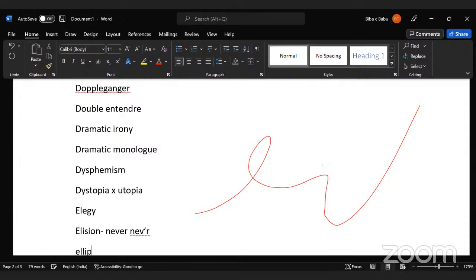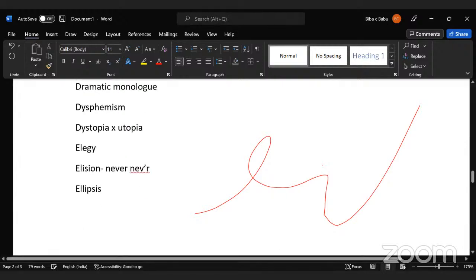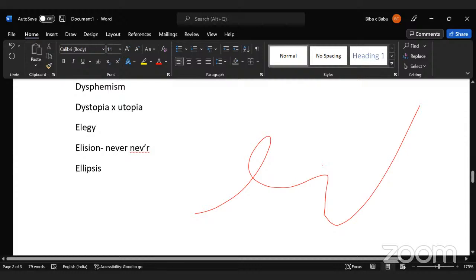Next is ellipsis. Ellipsis means omission of words. When you omit some words or sentences, and instead you use a punctuation mark of dots. When you say something very long and you don't want to say a lot of things, you just put 3 dots. That is called ellipsis.